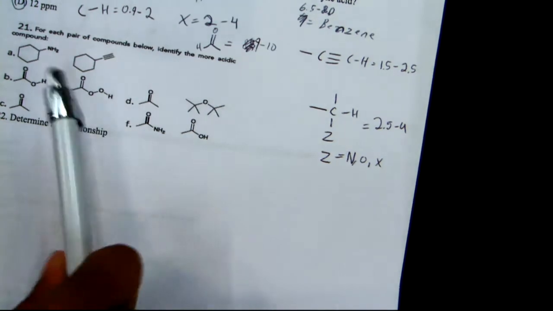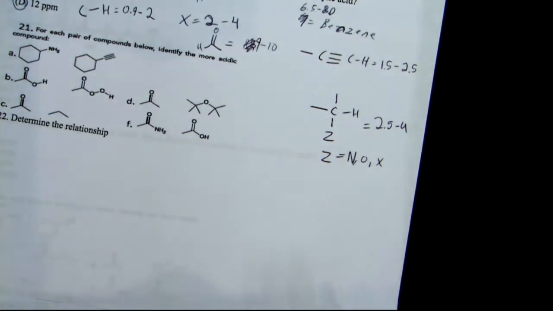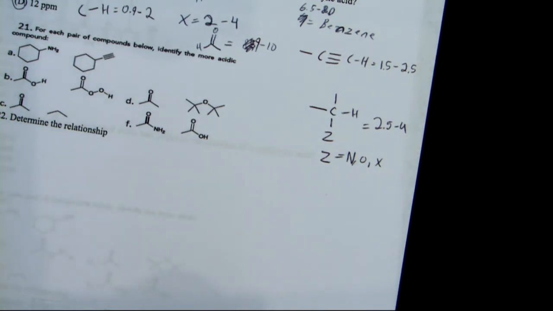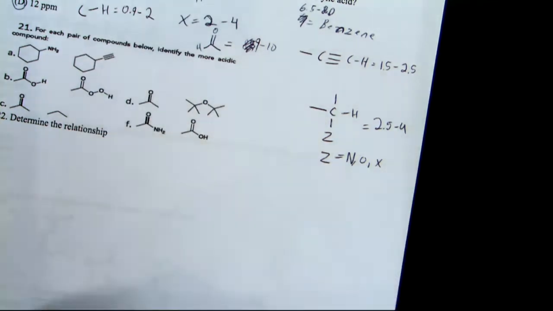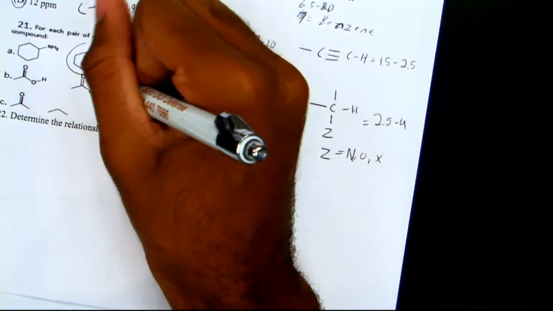And for this one, it's just identifying the more acidic compound. I'm not going to cover all of these because I feel like synthesis might be pretty important and that takes a while, so I put a bunch of those on here, so you guys might want to know those. So for the first one, out of these two, it's going to be this alkyne.